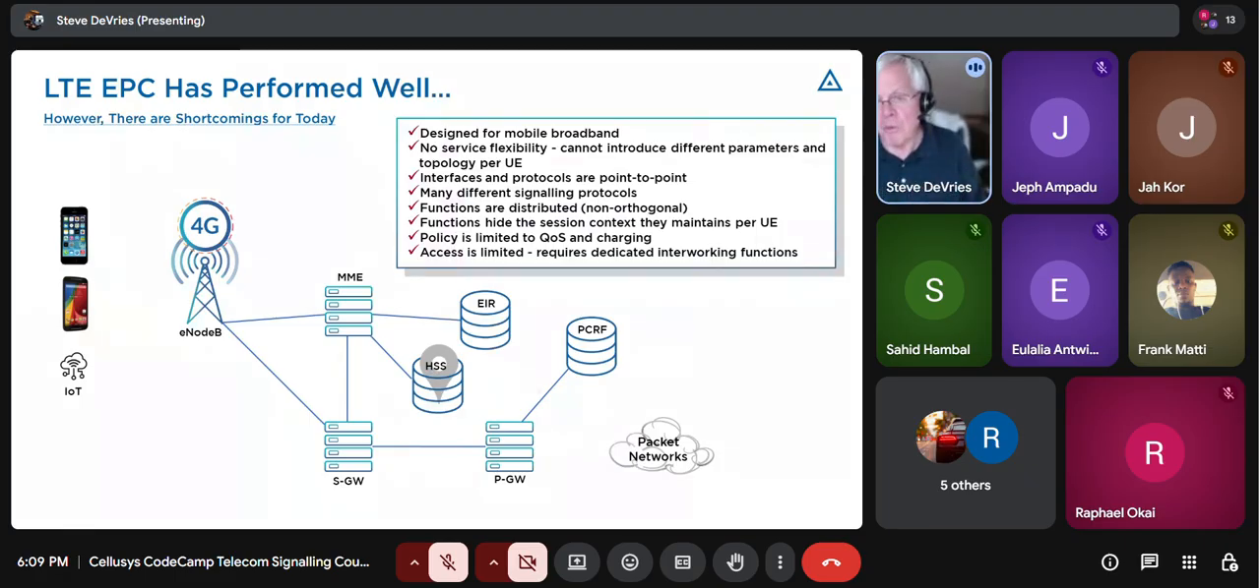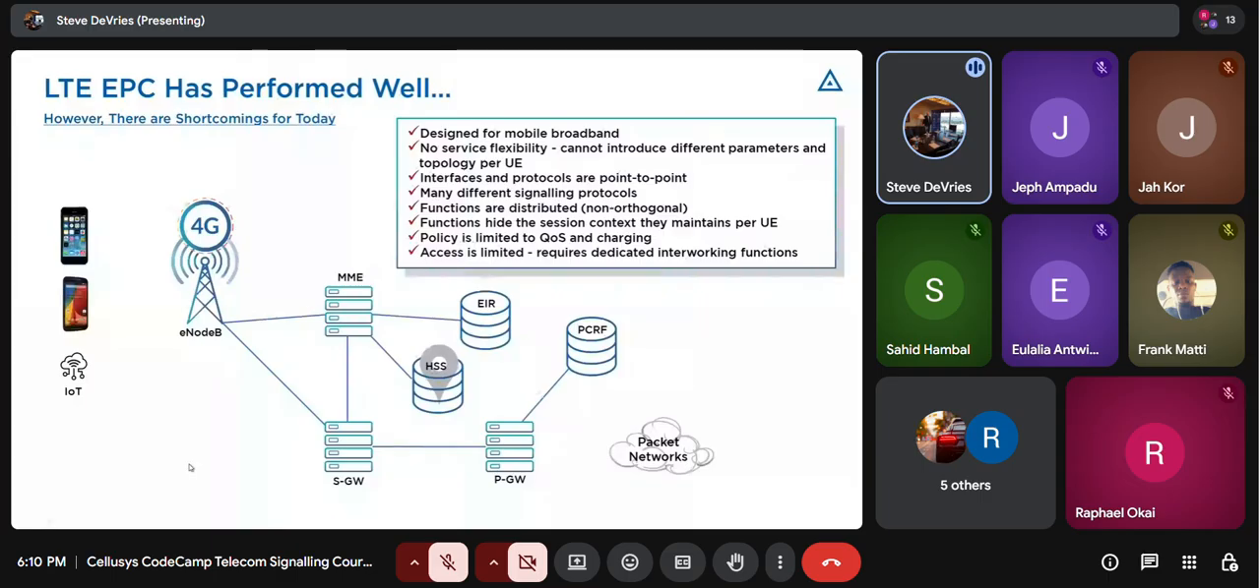All of these interfaces are point-to-point. The MME talks point-to-point to the HSS. The mobility management entity talks point-to-point to the equipment identity register. The policy and charging rules function talks point-to-point to the PDN gateway. The serving gateway talks point-to-point here, and so on. So these are all point-to-point protocols, that's true in 2G, 3G, and here in 4G.